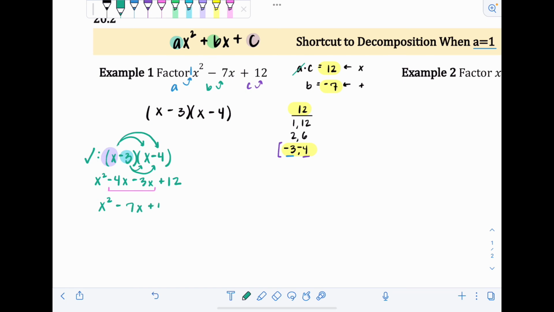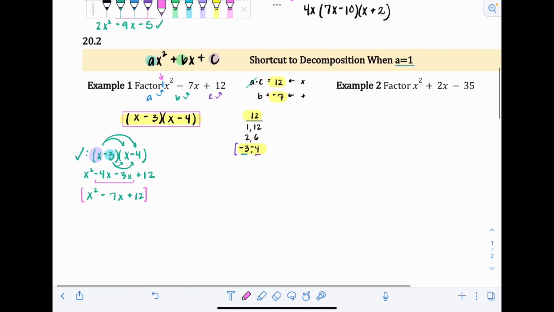And then I would bring down my plus 12, which is the same exact problem that we started with. So x squared minus 7x plus 12, x squared minus 7x plus 12. So our trick worked. Our check just confirmed that this was the correct answer. So when the coefficient of x squared is 1, it's a much faster process because you can skip a lot of the steps of the decomposition method.